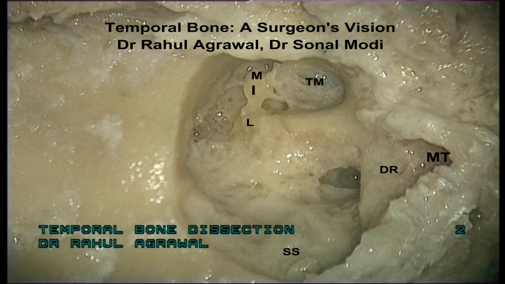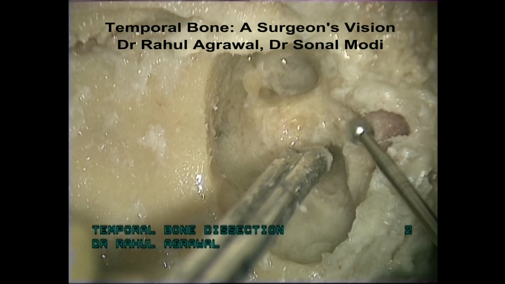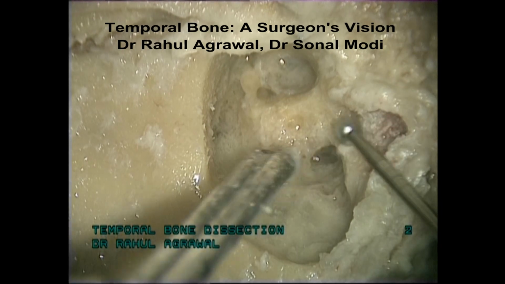M denotes your malleus, I denotes your incus, DR denotes the digastric ridge, MT denotes the mastoid tip. There are still some cells left in the lateral mastoid tip. SS denotes the sigmoid sinus. There are still some cells over the sigmoid sinus and the whole of the mastoid cavity, which we still need to remove. Those are the lateral tip cells being drilled off.